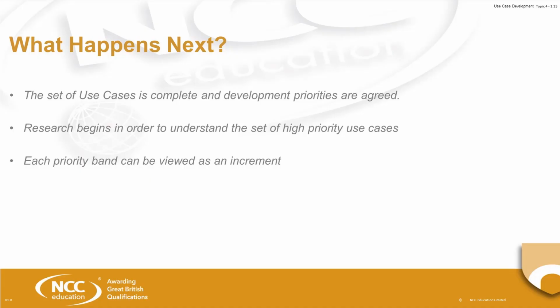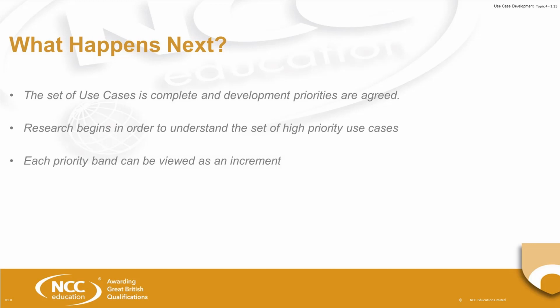Okay, so at this point the set of use cases is now complete and development priorities are agreed. We know which use cases are possible, we know which ones we're going to develop in the initial iteration of the development process. So now what we need to do is actually understand those use cases in more detail. Okay, and we will generate probably extra use cases as part of that research.